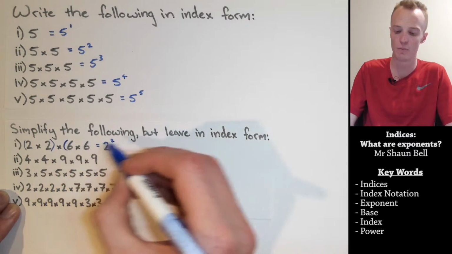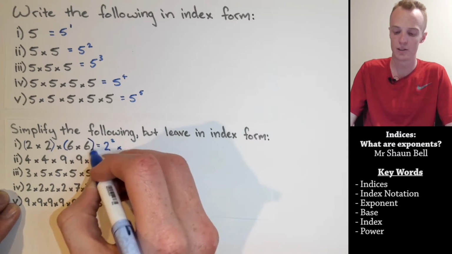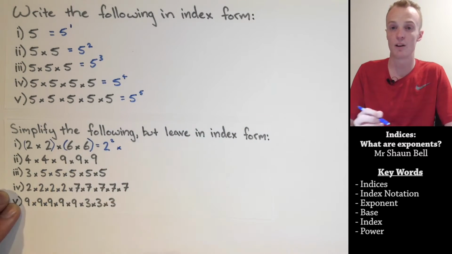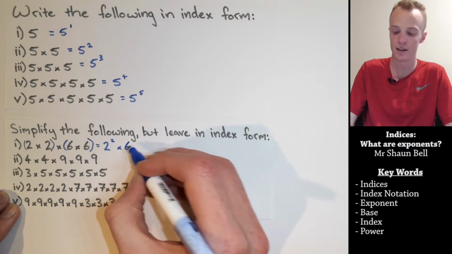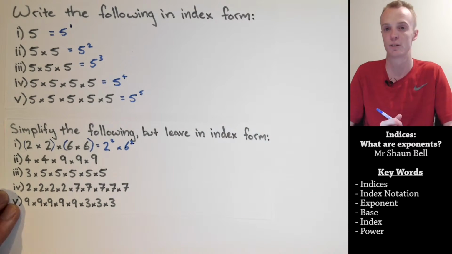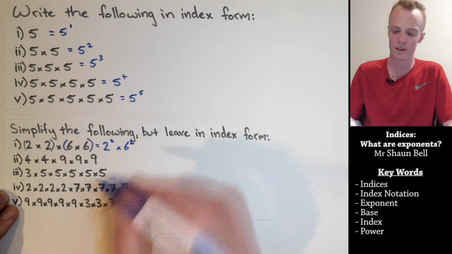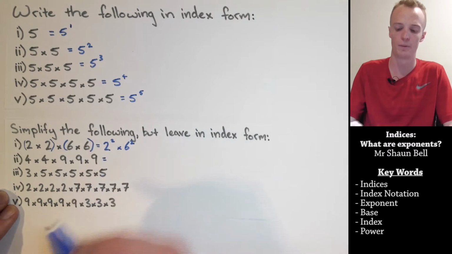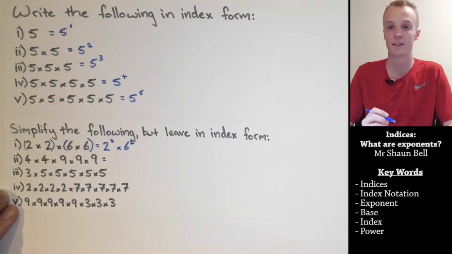However, it's still multiplying these 2 together, which is 6 times 6. So our base is 6. It's multiplying twice together, so it's 6 to the power of 2. You may hear people refer to the power of 2 as squared. That is the same thing. So we now apply this to each of the following problems, where we group the bases together.